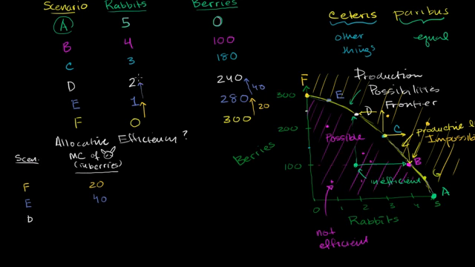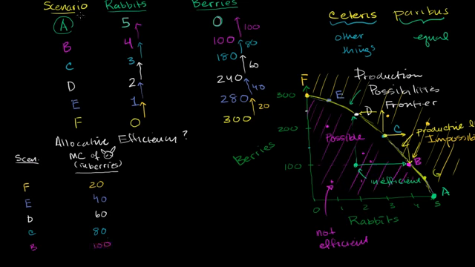Now let's go to scenario D. And I encourage you to pause and do this yourself. It'll help if you work it out. Scenario D, the cost of one extra rabbit is now 60 berries. You go to scenario C. The cost is now 80 berries. Finally, you go to scenario B, and the cost of getting one extra rabbit, you're going to have to give up 100 berries.